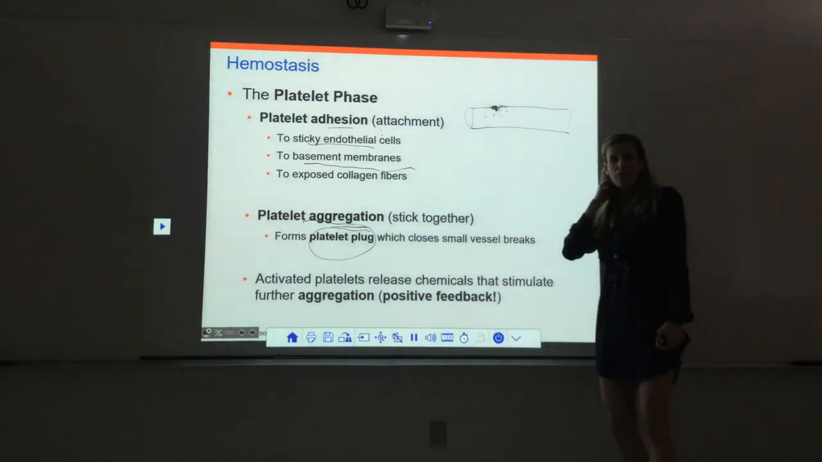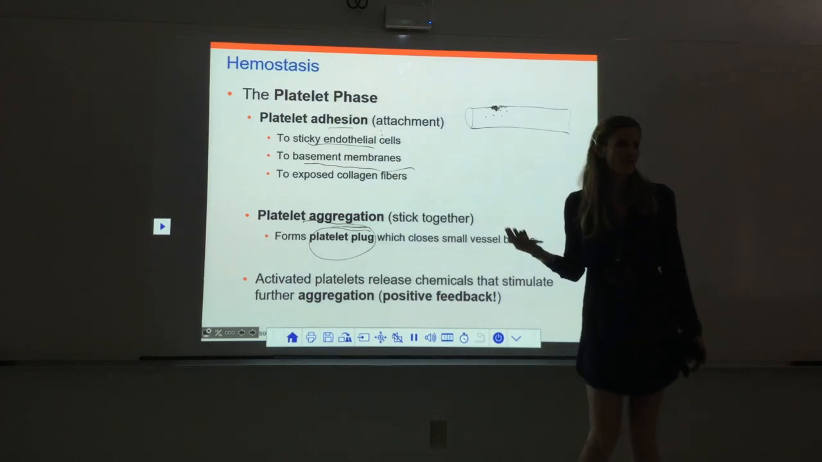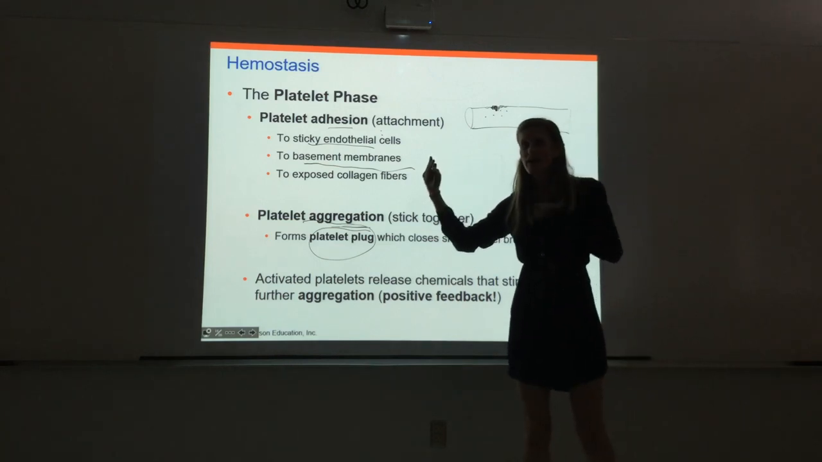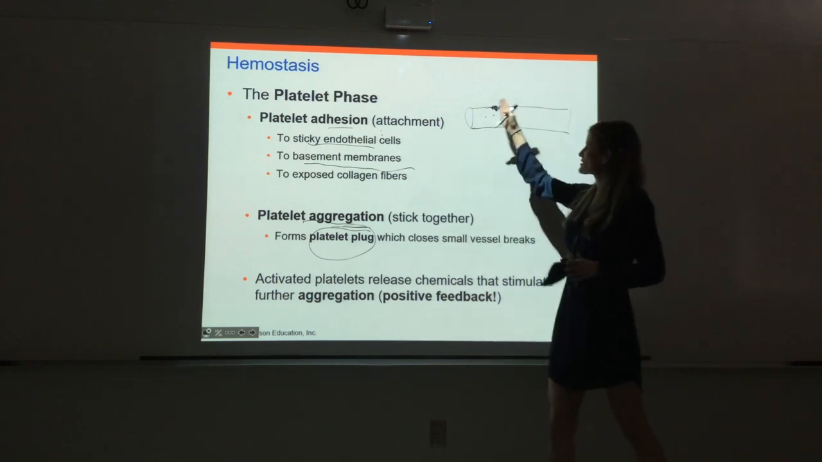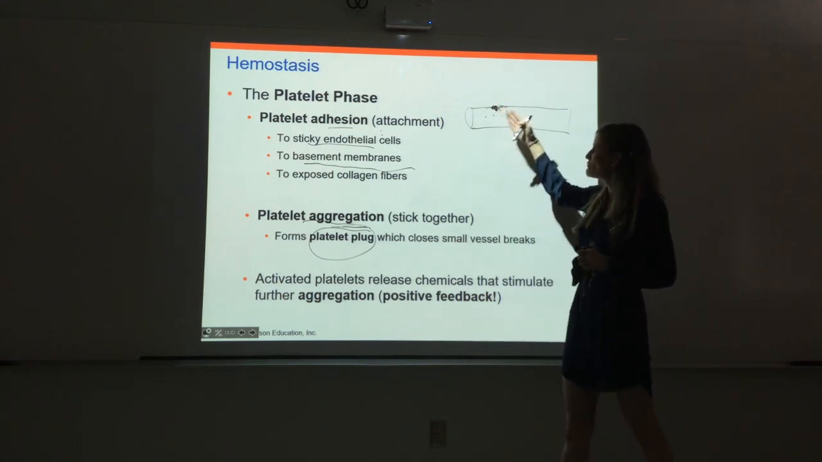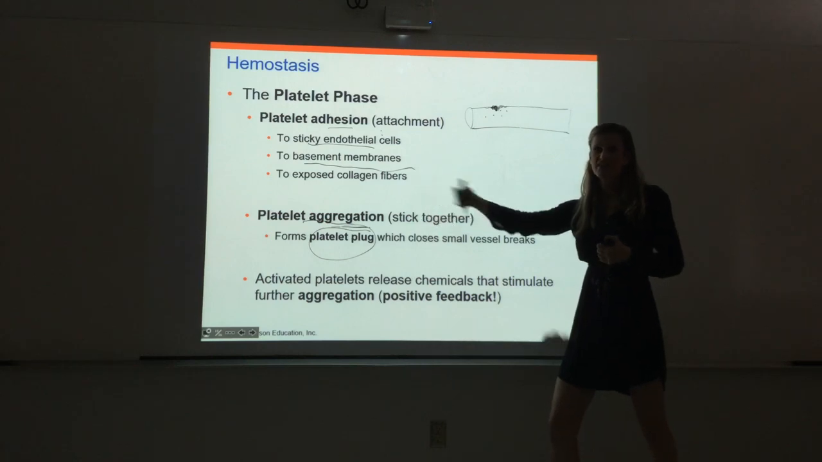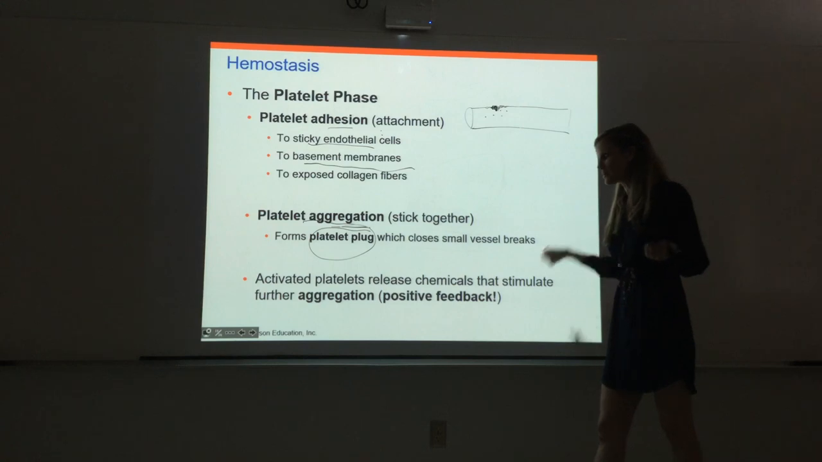This is an example of a positive feedback loop. Remember, most feedback loops in the body are negative, right? Because we want to remain homeostatic. Typically we start to change, the body cancels it out and brings us right back to normal. But this is, for a small period of time, an example where we actually go further and further and further from homeostasis. We speed up this process in order to form this platelet plug.